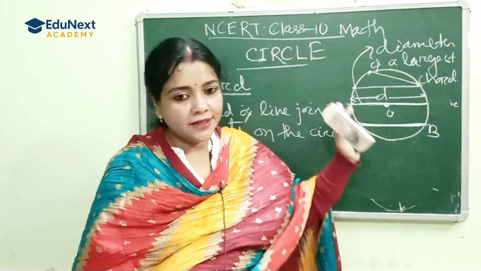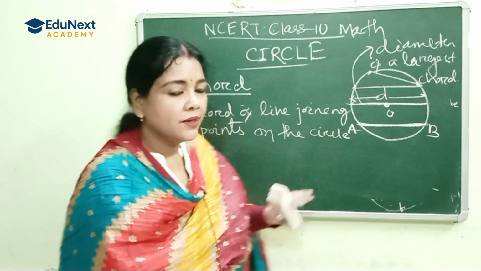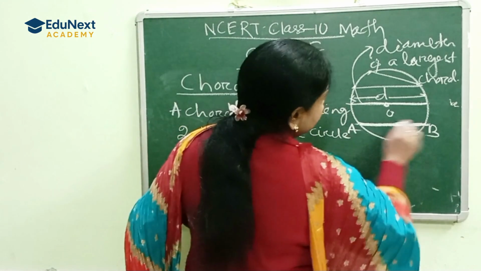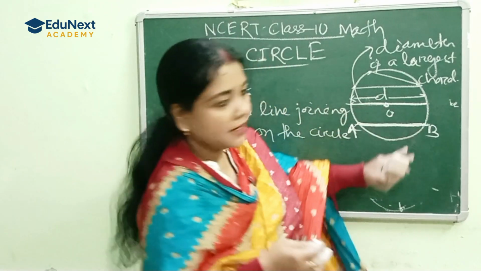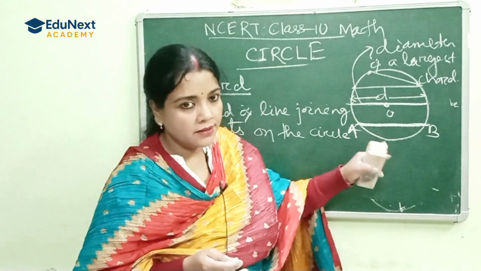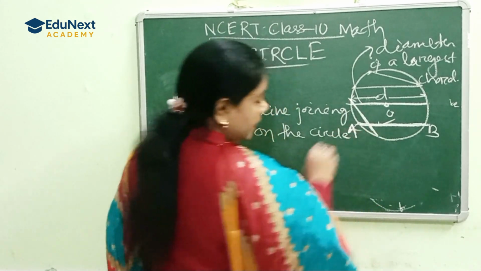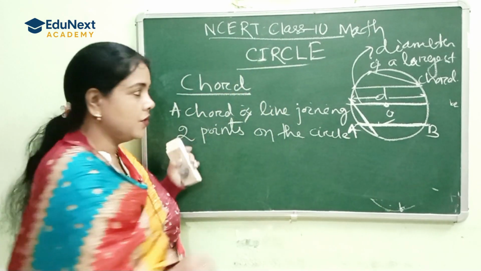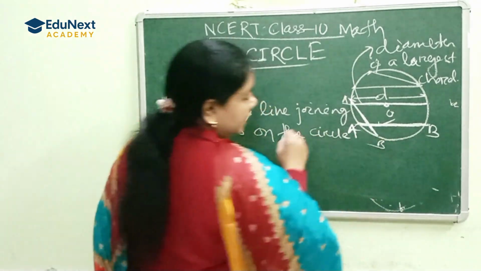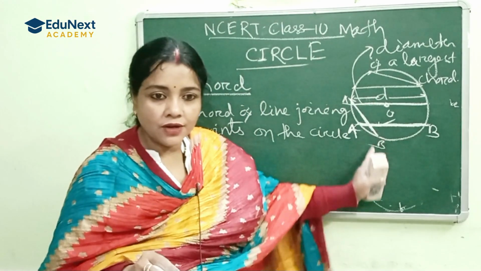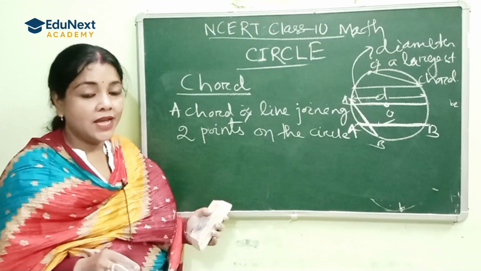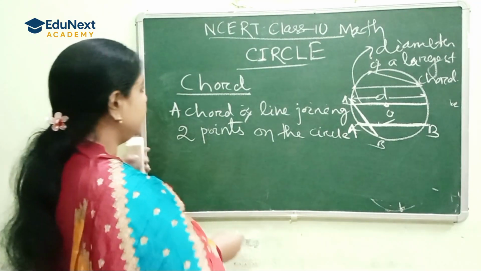So don't forget, remember, understand. Someone may say, ma'am, this AB is looking parallel to the horizon, is it a chord? Yes, it is a chord. If you take this type of line, you can join any points A and B here, that is also a chord. Now let us discuss another part of the circle, that is arc.